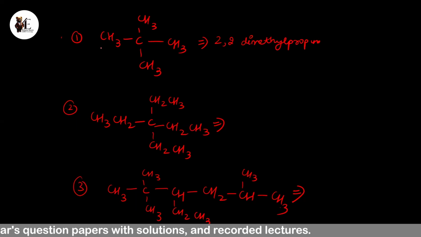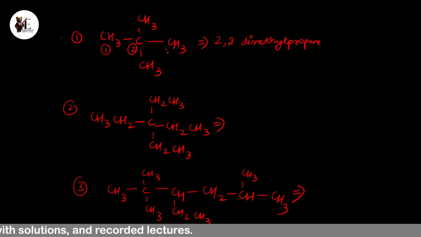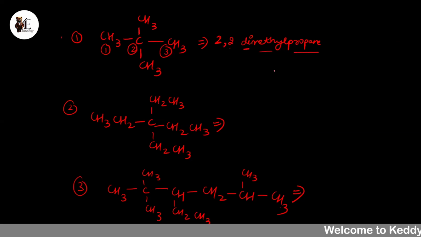Because counting will start from here or start from here, it's the same thing. 1, 2, 3. At the second position, you have 2 alkyl groups. So you have to repeat these numbers twice, 2,2. We have to write di, then methyl, then propane. Okay.